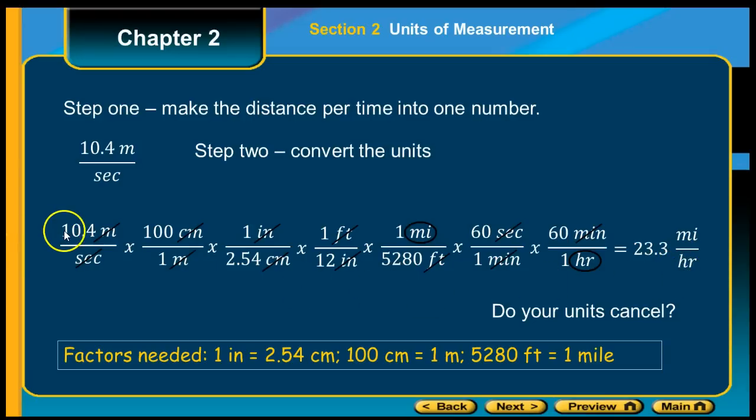Now, some people like to take and multiply all the numbers on the top, and some people like to take all the numbers on the bottom and then do the division within that, and that's fine as long as you put the numbers in the correct spot and you do the math correctly.